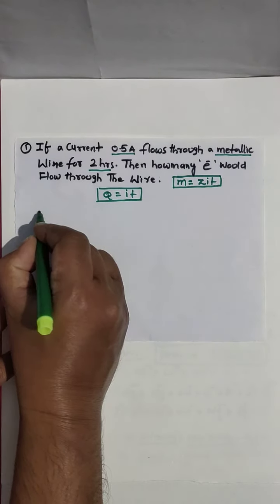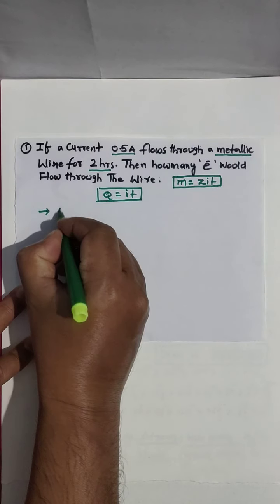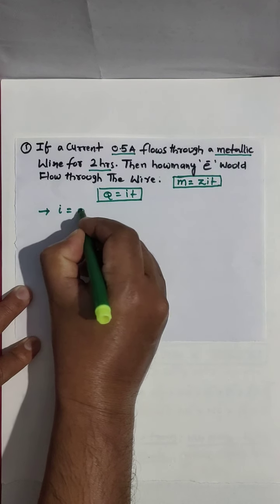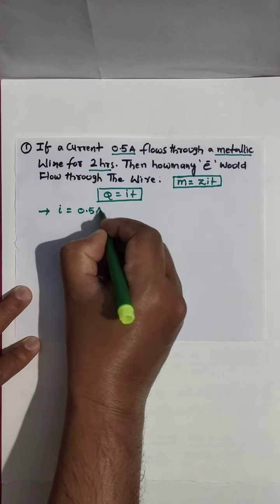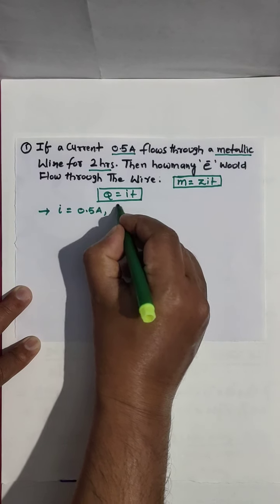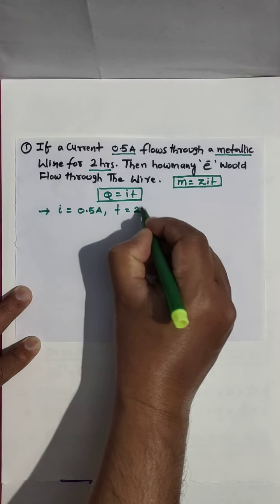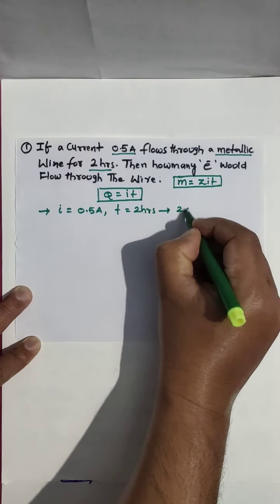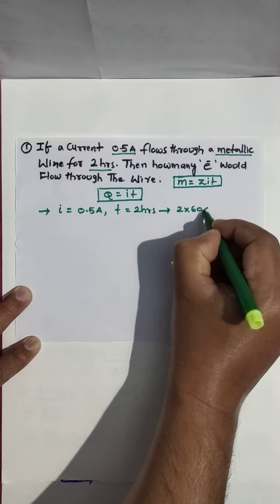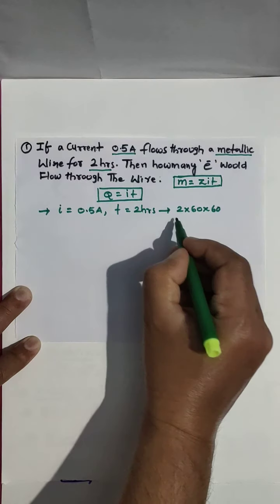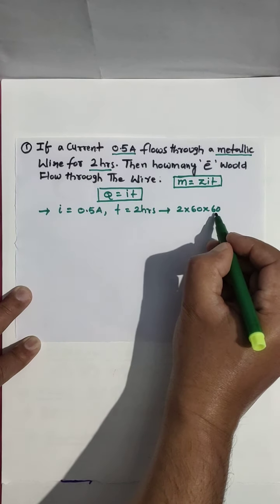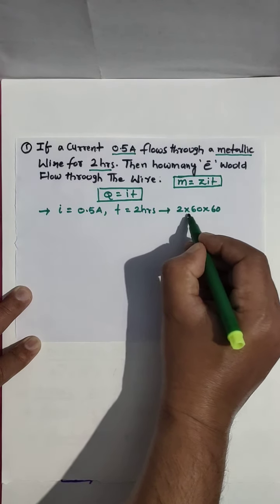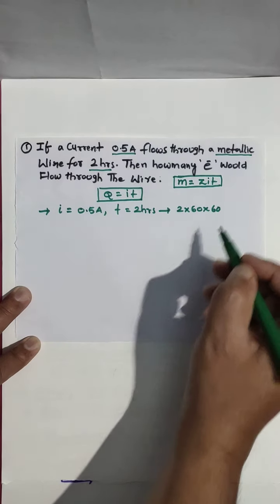Now here we go. What is given? Current I is given. How much? 0.5 ampere. And time t is given, 2 hours. So when time is given, immediately you have to convert into seconds. So 2 hours, each hour 60 minutes and each minute 60 seconds. So 2 into 60 into 60.